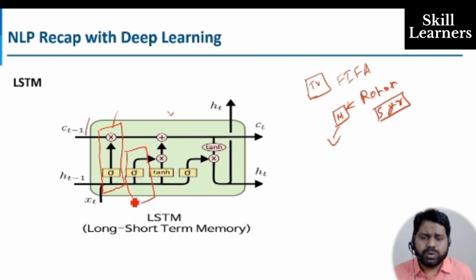Okay, so based on the forget gate, you decide, using a sigmoid function, what to take and what not to take from the information which Rohan is giving you. Okay, so this is your input gate. Then based on that input from Rohan, you update yourself.